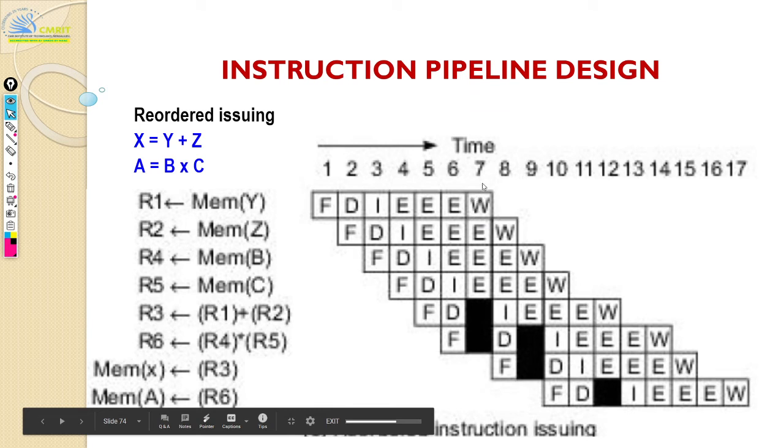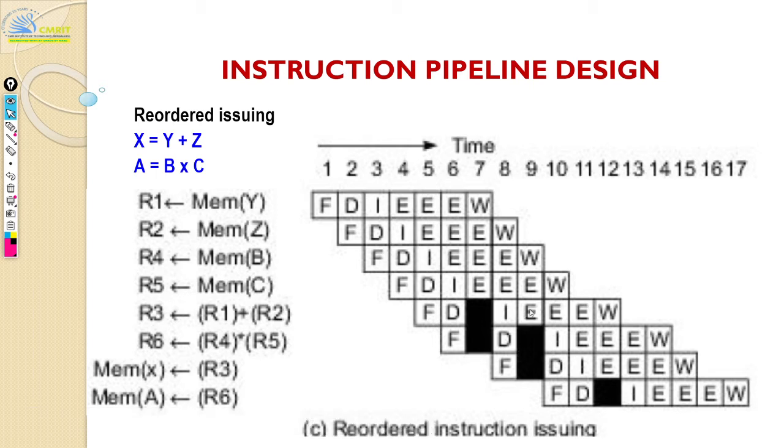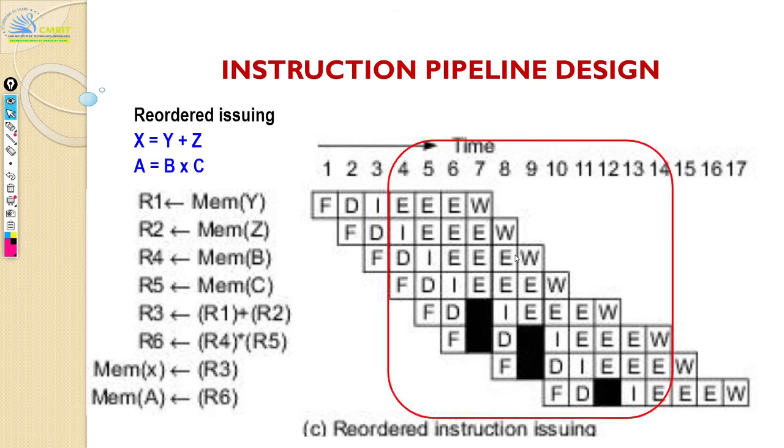Okay, sorry about that. Of course you're going to have a lesser number of stalls. You definitely have a fewer number of stalls. Now if you calculate the effective pipeline time, it's just going to be from 4 to 14.